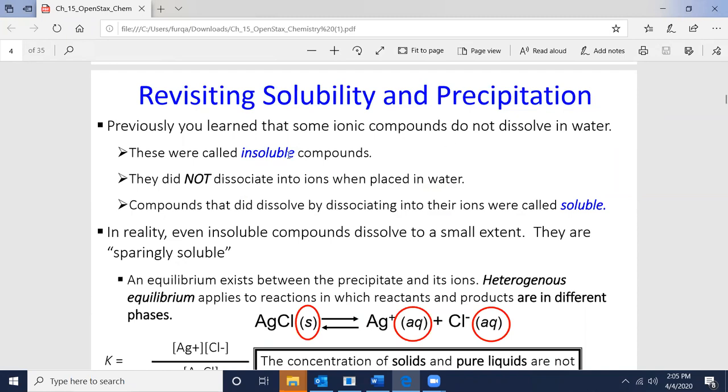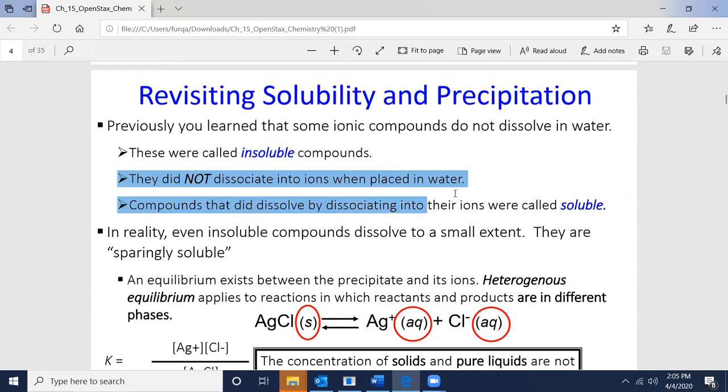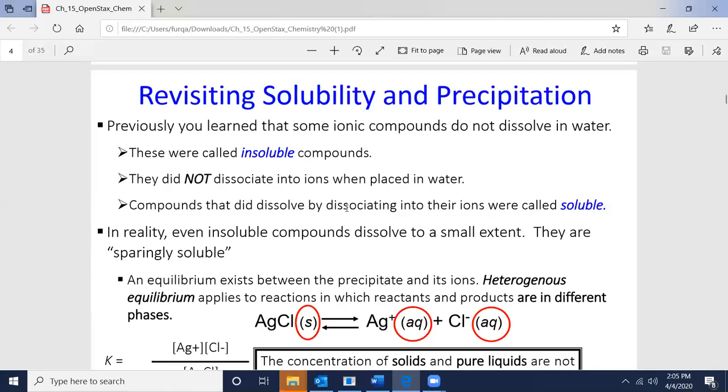So these were called insoluble compounds. Our understanding is that they did not dissociate into ions when placed in water. Compounds that did dissolve by dissociating into their ions, we call them soluble, right? That's how they're going to go, ionic compounds.